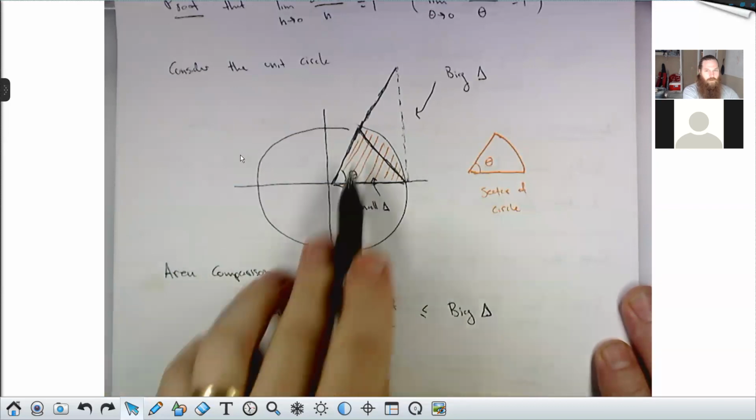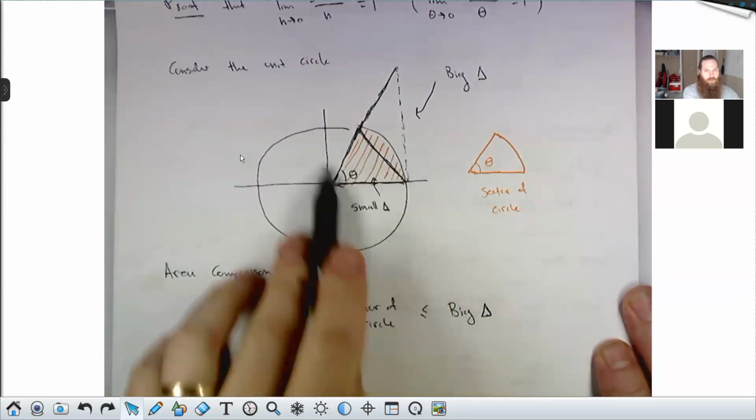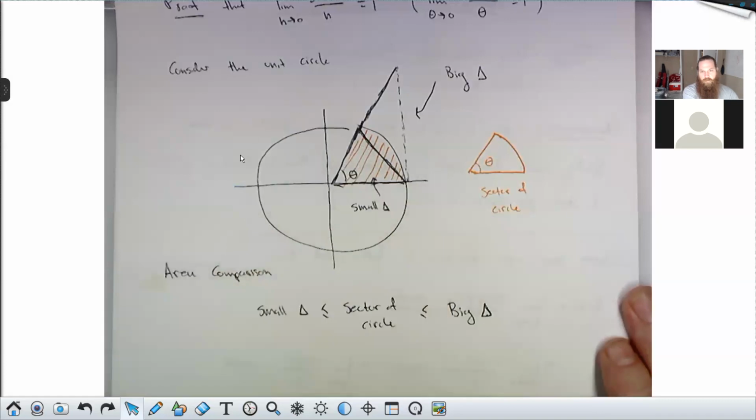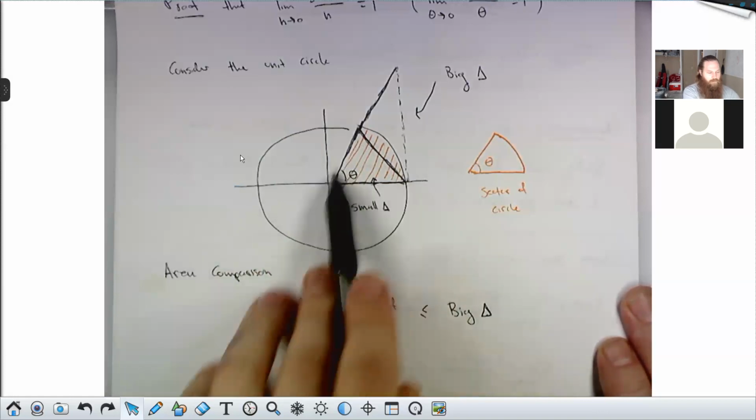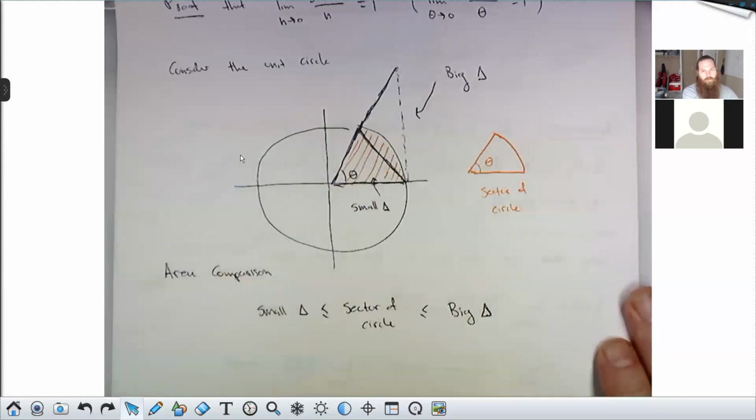So the little triangle's area has to be smaller than the area of the sector because the little triangle fits entirely inside the sector. And the sector has to be smaller than the big triangle because the sector fits entirely inside the big triangle. Everybody agreed?